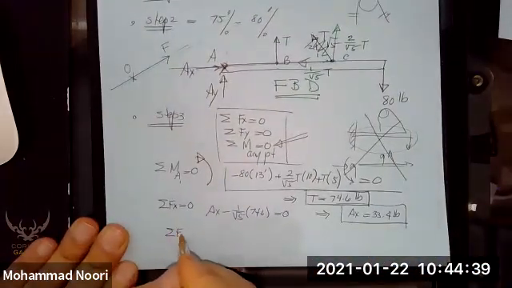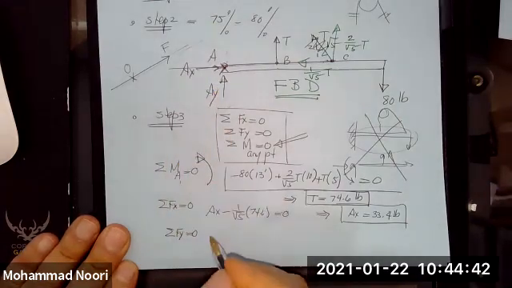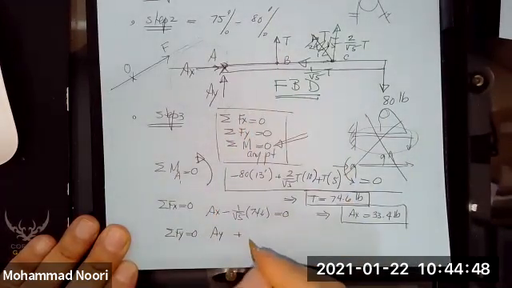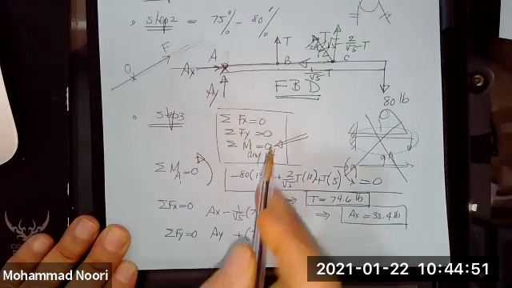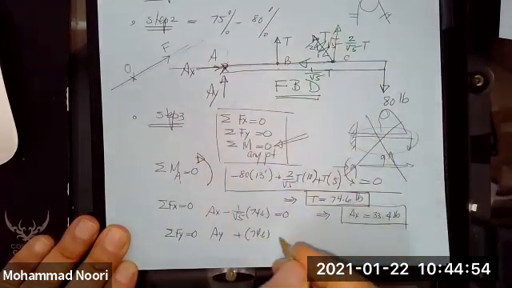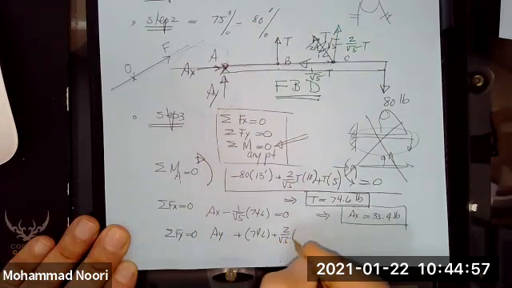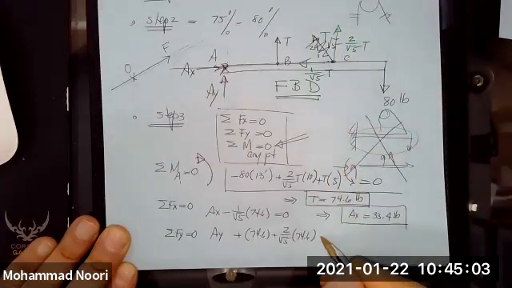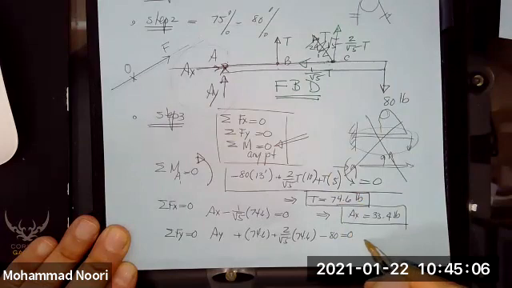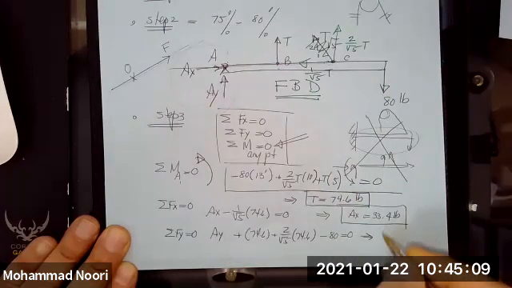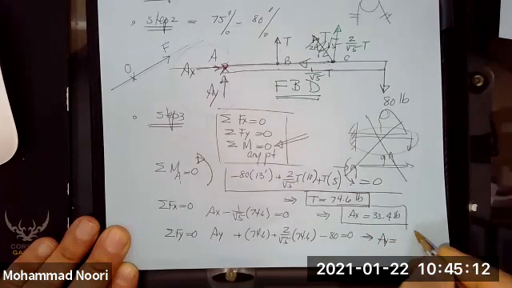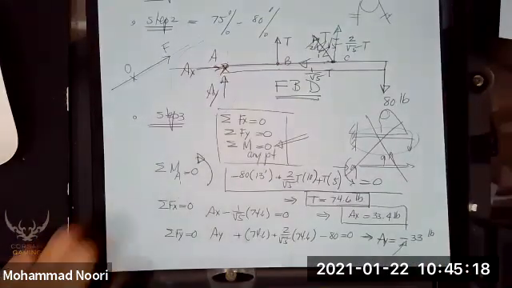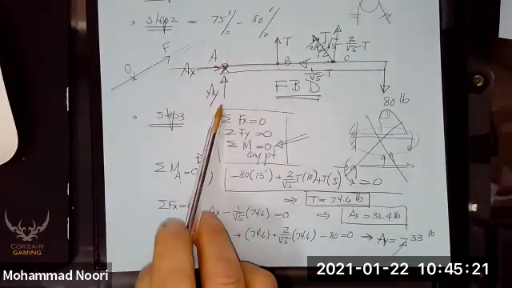You write summation of forces along Y equal to 0. You have AY in the positive direction, plus T, 74.6, in that direction, plus 2 over square root 5 times 74.6, minus this, because it's acting in the negative direction of y, minus 80 is equal to 0. If you solve for this now, you see AY comes out to be negative 33 pounds. So that tells you the assumed direction for AY was wrong.